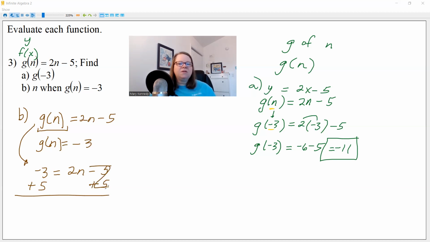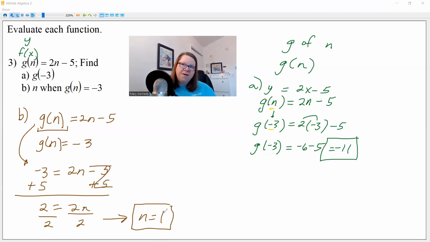So negative 5 plus 5, 0. 5 minus 3 is 2. 2 divided by 2 is 1. So n equals 1. So the answer to B is that n is equal to 1. If we input a 1, our output is a negative 3. On A, our input was negative 3 and our output is a negative 11.